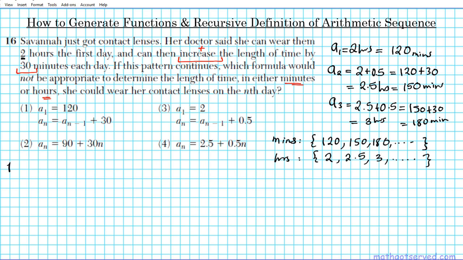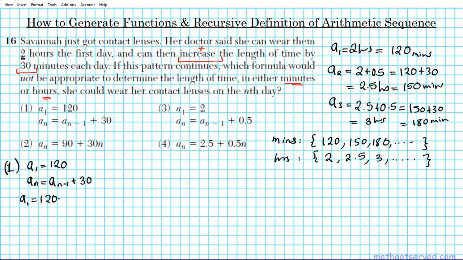Let's start with option 1. For option 1, A1 is 120. And this is a recursive definition. You get the next term by adding 30 to the previous term. Does not look like it's going to work here. Well, looks like it will, because this term grows by 30 minutes every single time. So let's generate the terms. The first term, A1, is 120 for the minutes.